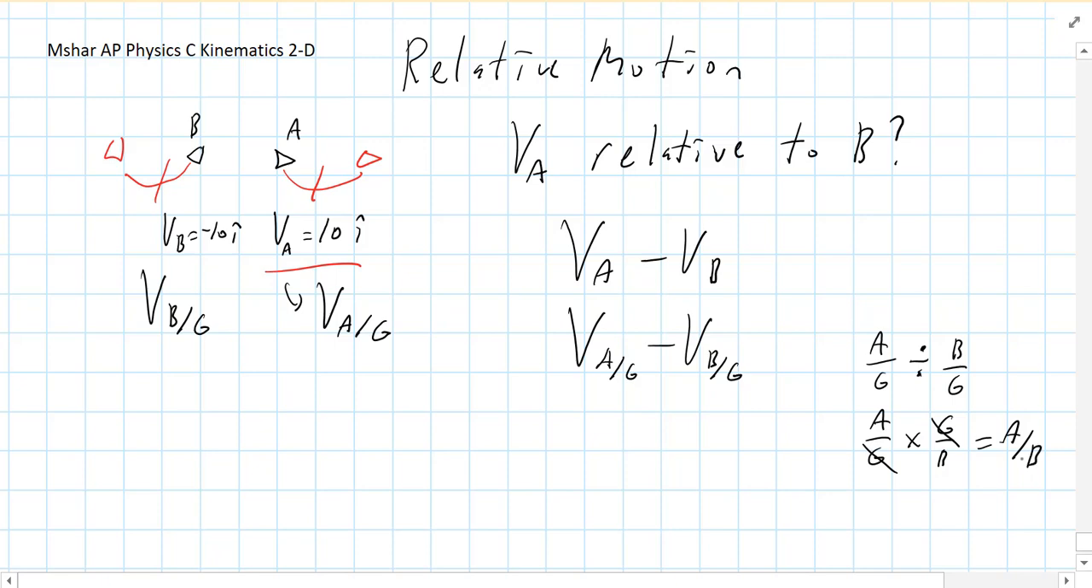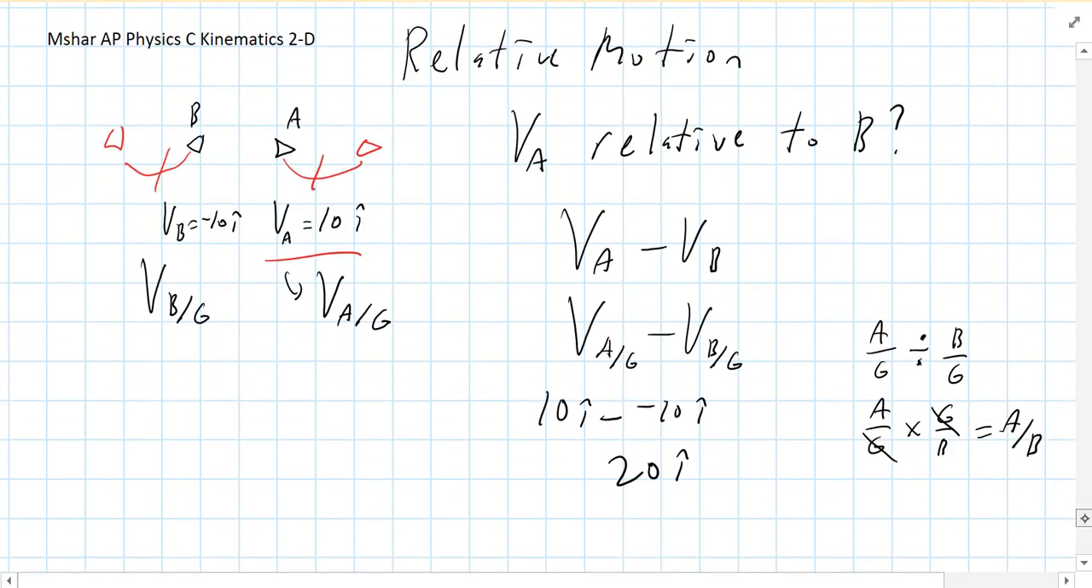What's the velocity of A with respect to B? And if we plug our numbers in here, it's 10 i hat minus negative 10 i hat, and you get 20 i hat. In other words, it looks like A is traveling at 20 miles per hour with respect to B. In other words, A is moving at a rate of 20 miles per hour away from B, because B is moving too.